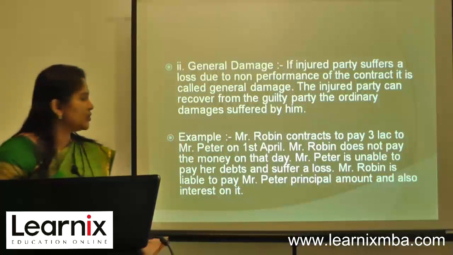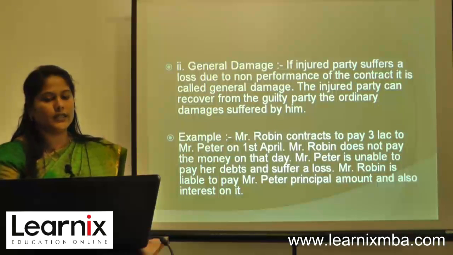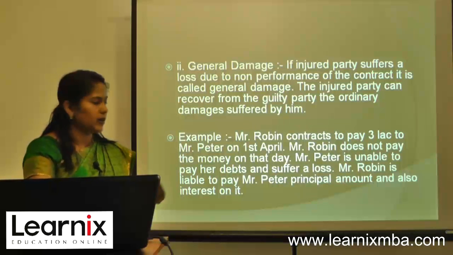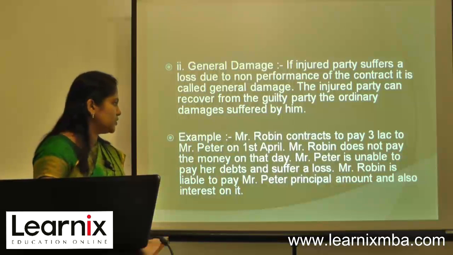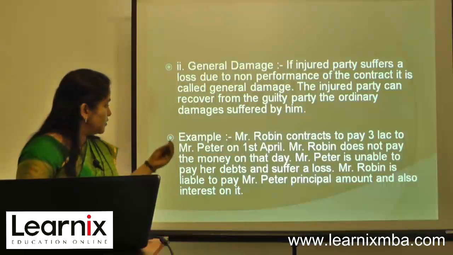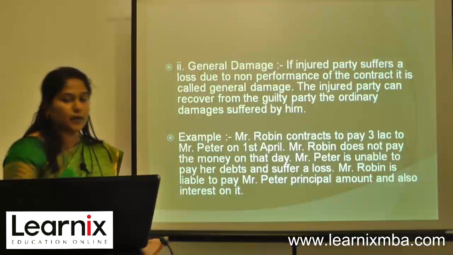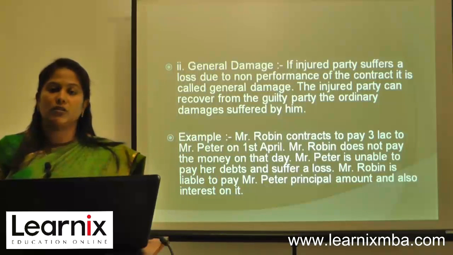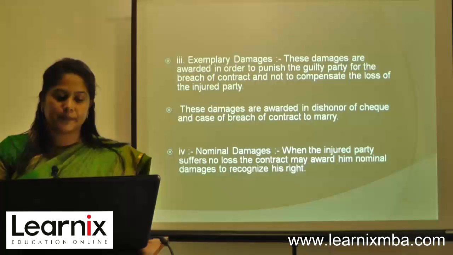General damage, if the injured party suffers a loss due to non-performance of the contract, it is called general damage. The injured can recover damages from the other one. Example, Mr. Robin contracts to pay 3 lakhs to Peter on 1st April, but Robin could not honor to pay that particular amount. Because of that, Peter incurs or suffers losses. Robin is liable to pay to Peter for the principal amount as well as the interest, or to cover up the losses which is occurred for not paying his money on time.